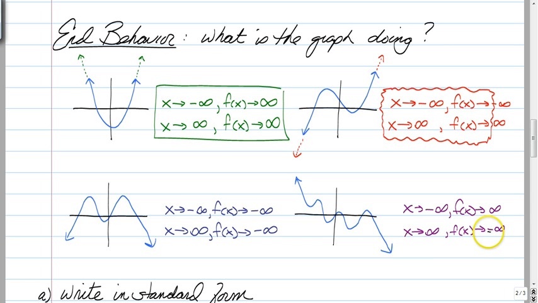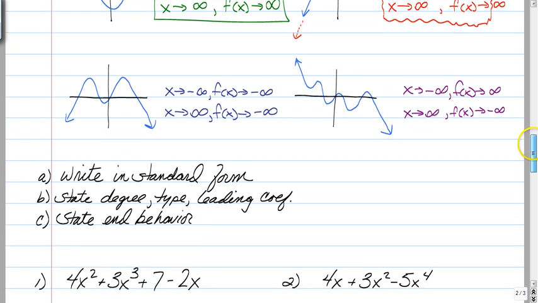As you go to the right, your graph is going to negative infinity because it's going down and down and down forever and ever and ever. That's where the arrow is pointing. All right, so that's end behavior. It's not nearly as difficult as the notation looks. It's pretty simple. As you go left, where do you go? As you go right, where do you go?